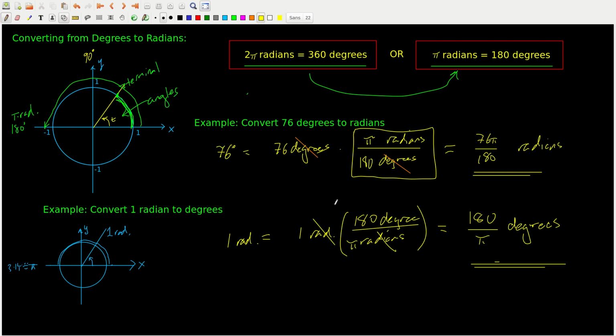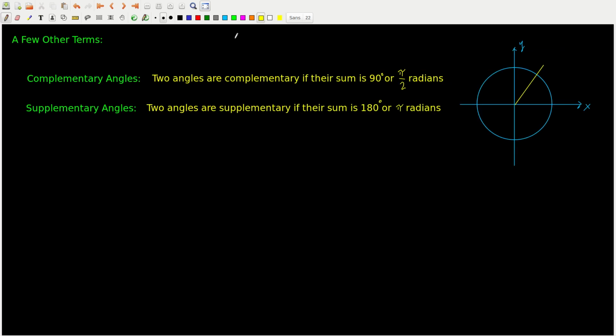So there are examples on how to convert between these two units. All right, before we actually define our trig functions, we need a few other terms for angles.